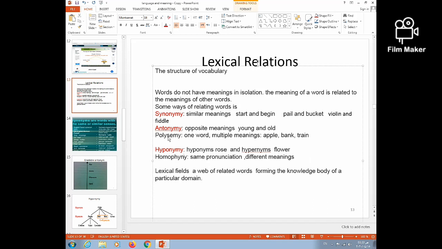Also, if you look at another lexical relation, which is polysemy, one word gives multiple meanings. For example, apple can refer to a fruit, and it can refer to part of your eye, the apple of my eye. We have also bank: a building, a financial institution, and the bank of a river. The word train can refer to a means of transportation, and it can refer to an activity where one is acquiring some skills. You understand? We have polysemy, one word with multiple meanings.